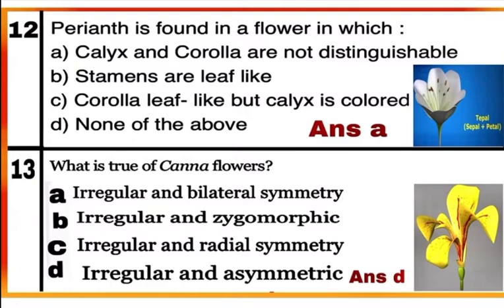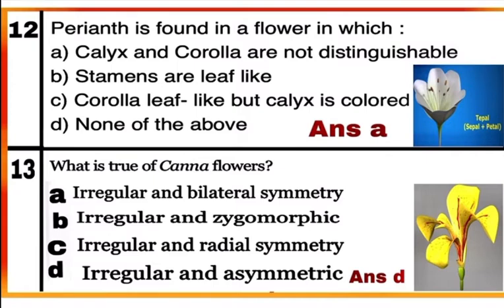Question 13. What is true of canna flowers? Option D. Canna flower is irregular and asymmetric because it cannot be divided into two similar halves by any vertical plane passing through center. So, mark D as a correct answer.